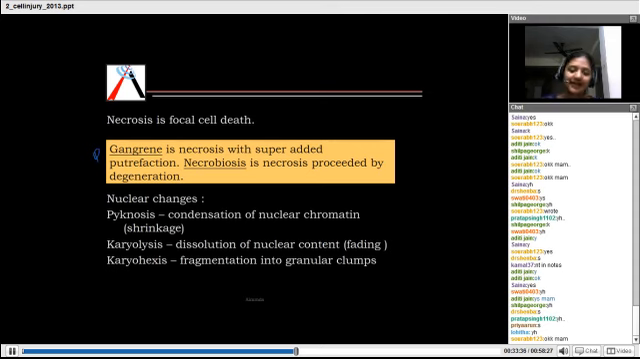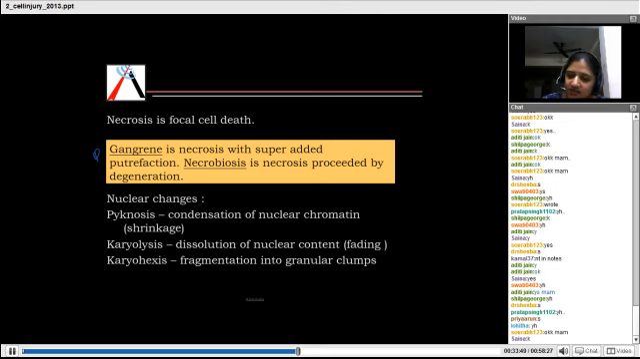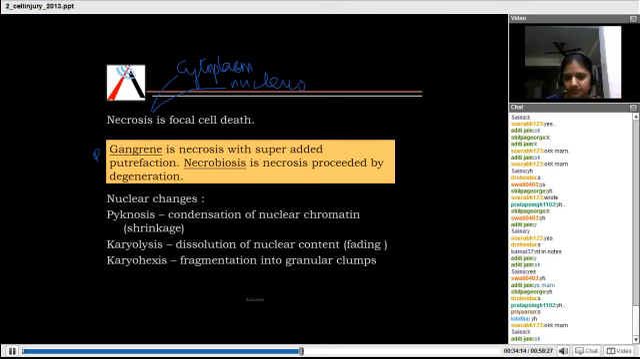Then there is something called as necrobiosis. Necrobiosis means there is necrosis leading to degeneration. That's necrobiosis. Now in necrosis, finally there is going to be cell death. So in necrosis you are going to have changes in the cytoplasm. And there will be changes in the nucleus. Changes in a way that finally the cell gets disintegrated and dies.